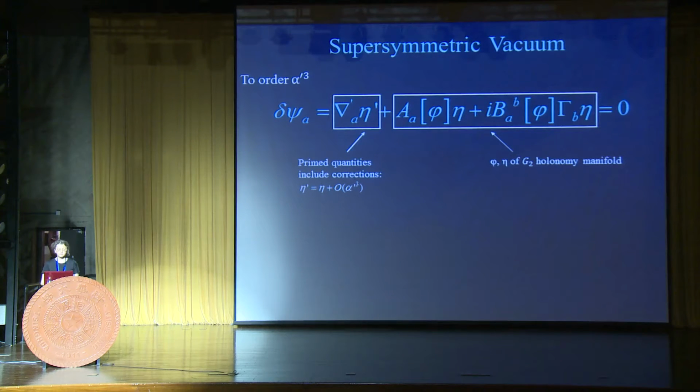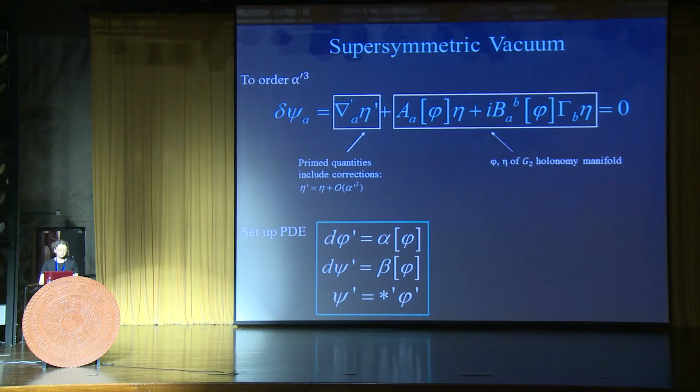Now, we look for a supersymmetric vacuum, so then we set this equal to 0. And we can use this to set up a partial differential equation for phi prime, for the alpha prime corrected 3 form. Now, note that the first two equations here, d phi prime and d psi prime, these are equations for one single object, because psi is the Hodge dual of phi. The Hodge dual contains the metric in a highly nonlinear fashion. So this means that the equation for d psi is also an equation for phi.